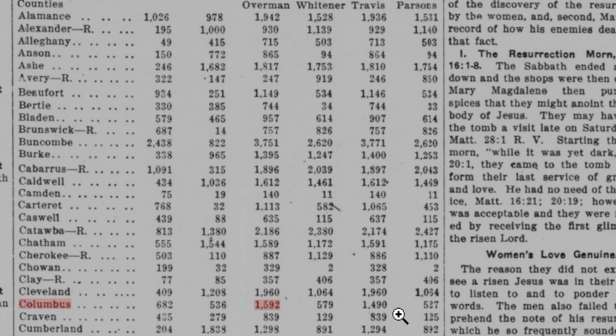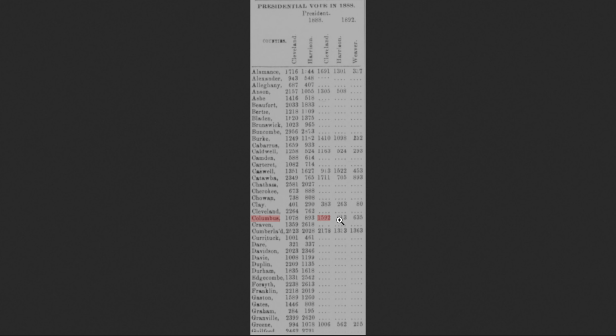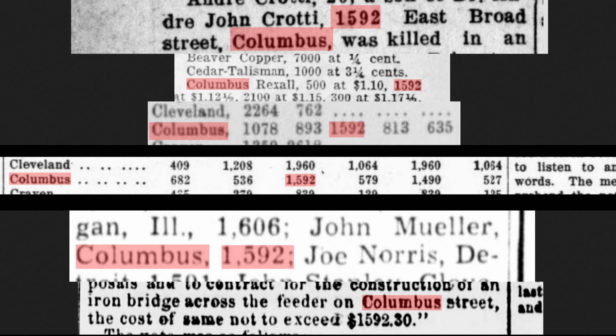Notice 1592 in the Columbus section, and over in this one, Columbus again with 1592. So the exact same number, because they have to have Columbus next to the number 1592 to muddy those waters in case you go hunting through the archives.